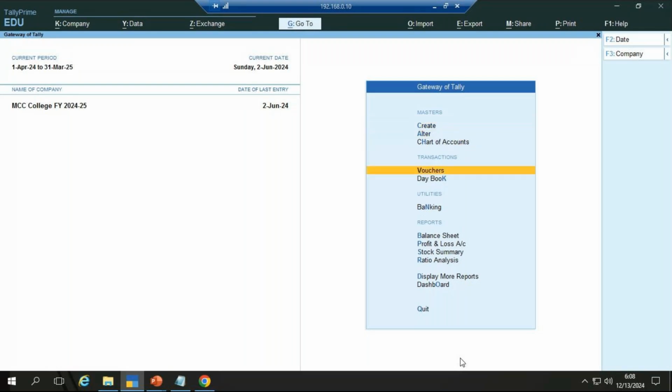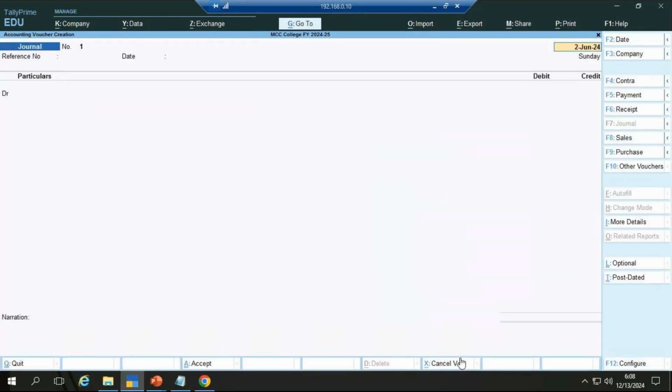So voucher. Here you have the option F7. Press F7 for journal voucher.